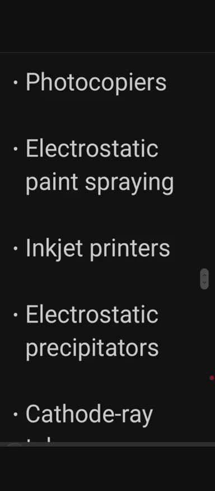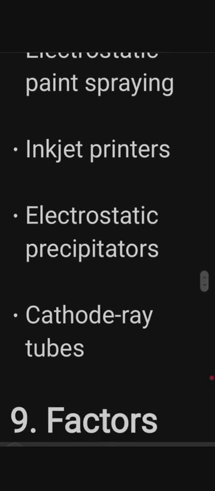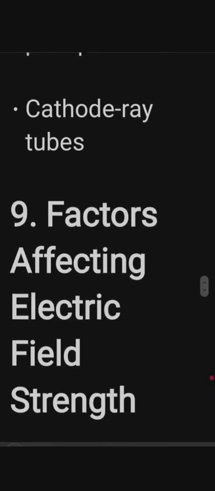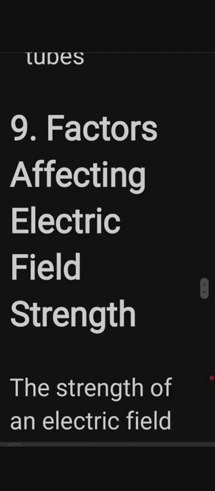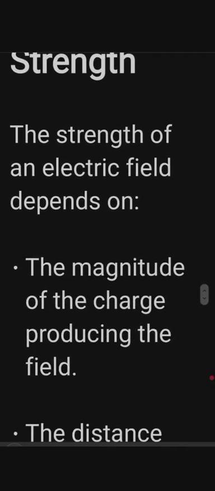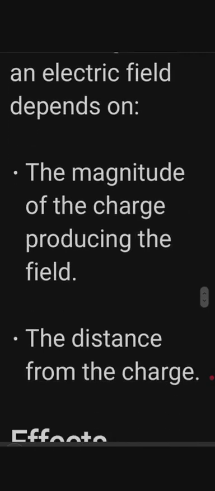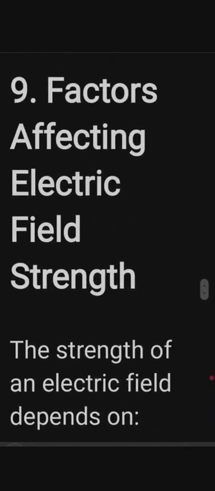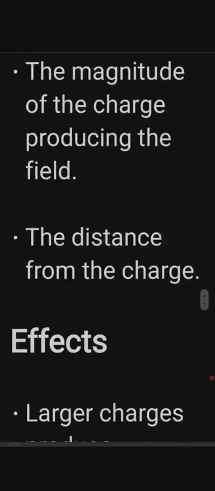Applications of electric field. Electric fields are used in photocopiers, in electrostatic paint spraying, in inkjet printers, in electrostatic precipitators, and in cathode ray tubes. Factors that affect electric field strength. The magnitude of the charge producing the field and the distance from the charge are factors that affect the strength of an electric field.